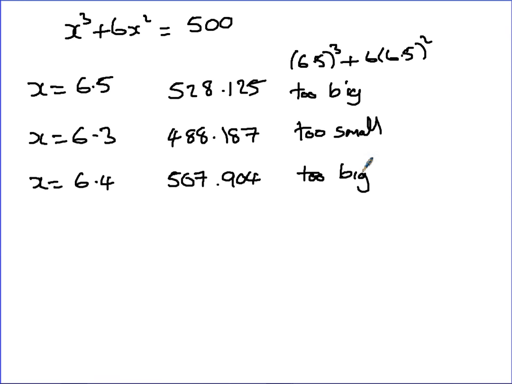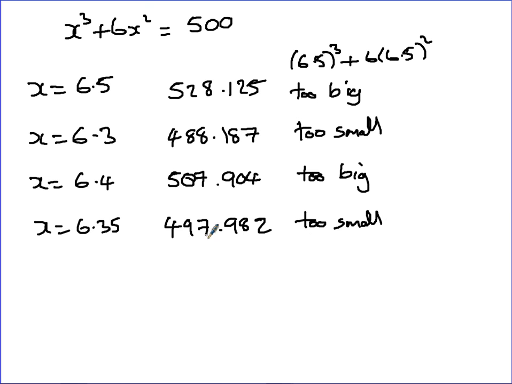Now some people then just go, okay, straight away, oh yeah, it's got to be 6.4 because it's closer. You can't do that. You've got to take a value in between the two values you think it is. And when you've done that, then you are able to definitely say which value it is. Now that's 497.982. Now that's too small. So therefore we look at this, it's just too small, so therefore it's the one above it. So therefore x will equal 6.4 to 1 dp.